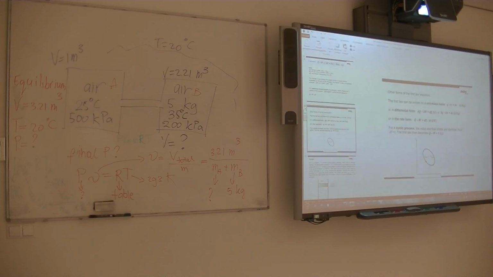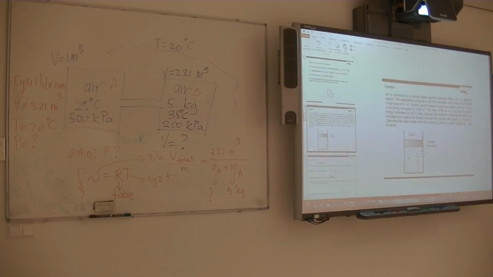For a cyclic process, initial and final states are identical, so the total energy change is zero. You can have an energy change if you go from here to here, and an energy change if you go from here to here, but these two energy changes will be equal to each other because if it arrives back at its original state, there's no change in energy.